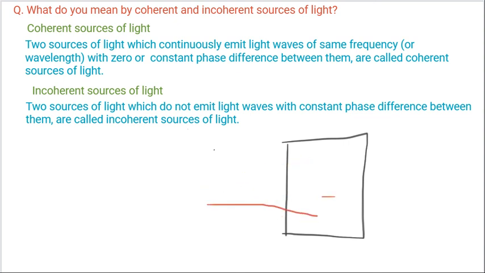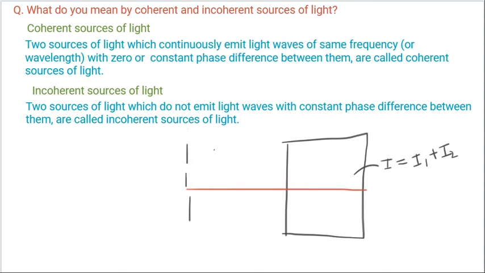In such a case, the intensity will be the resultant of the intensity of the light coming from slit S1 plus the light coming from slit S2. So in such a case, you won't observe any interference pattern, and there is no point in doing this whole experiment. So this experiment, Young's double slit experiment, is only possible if you have coherent sources of light.